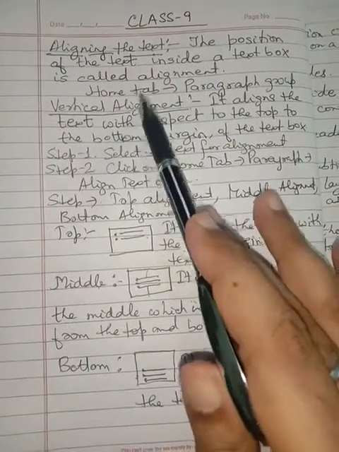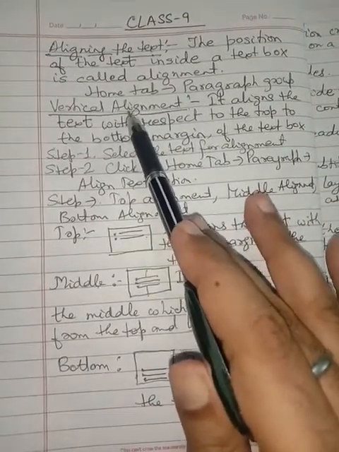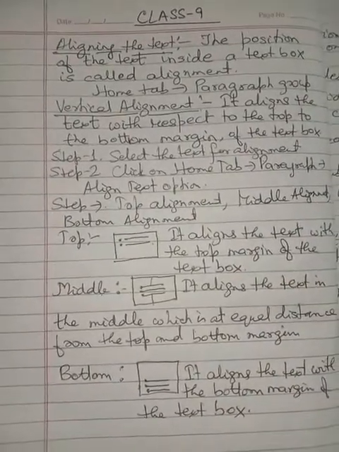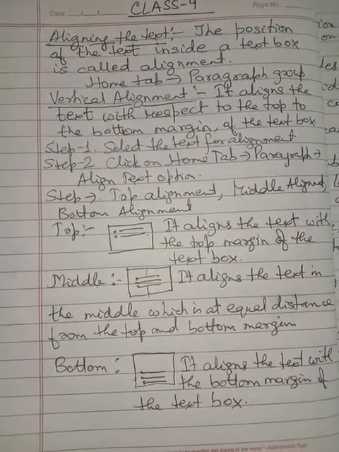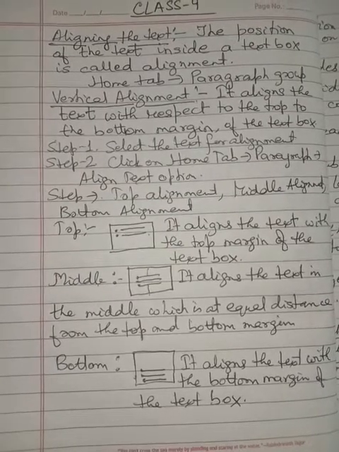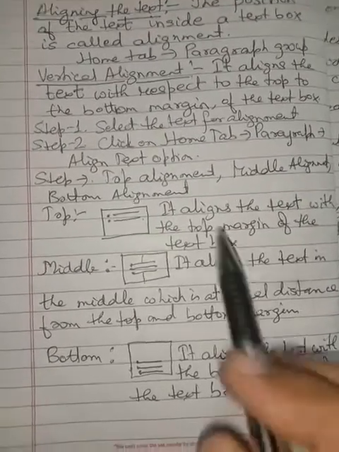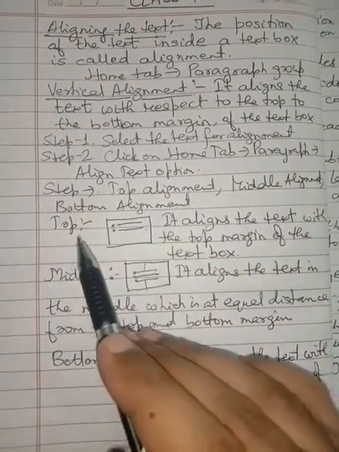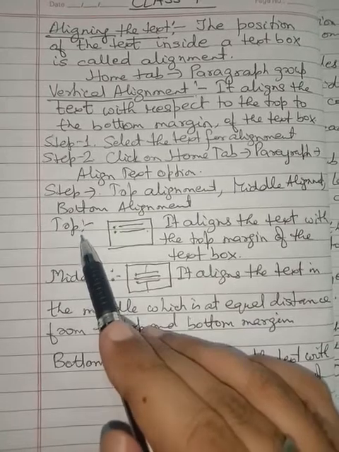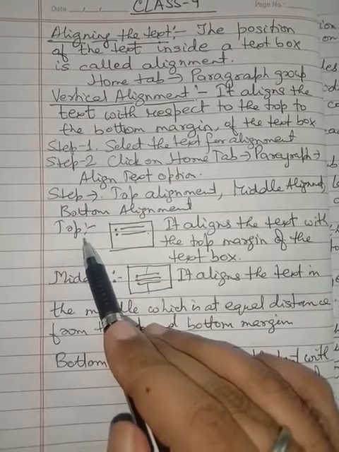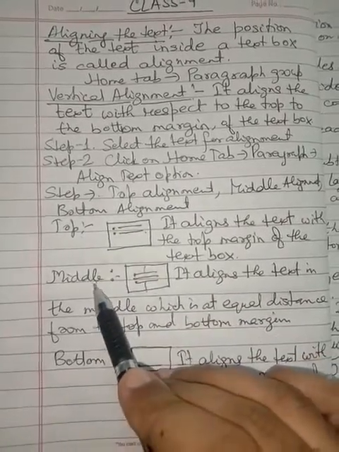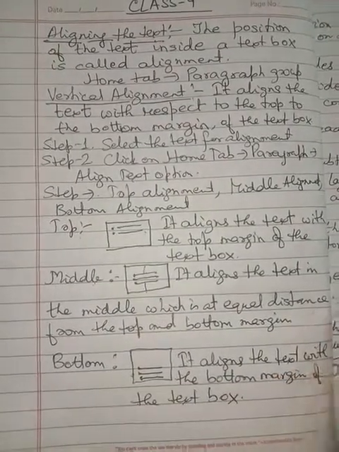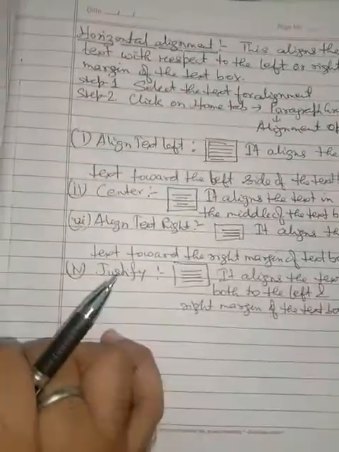Vertical alignment generally consists of top, middle and bottom. It is with respect to the top and bottom margin, whereas the horizontal alignment is with respect to the left and right margin of the text. How to apply the vertical alignment? These are the three different steps. Now we have discussed the different types of vertical alignment. What is top alignment? How does it perform? What is middle alignment? How does it perform? What is bottom alignment? How does it perform?